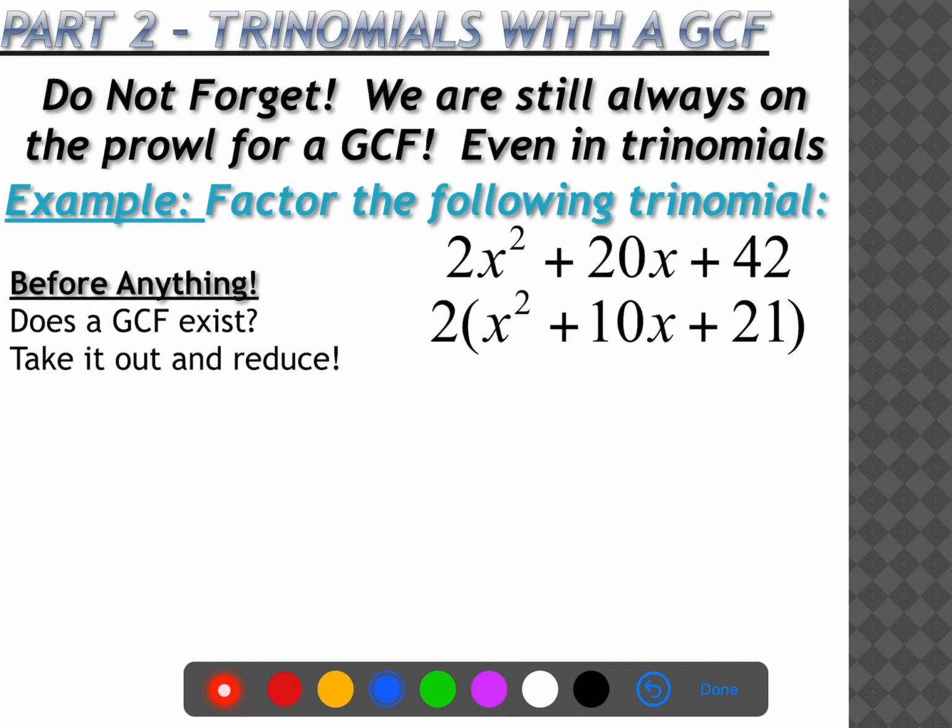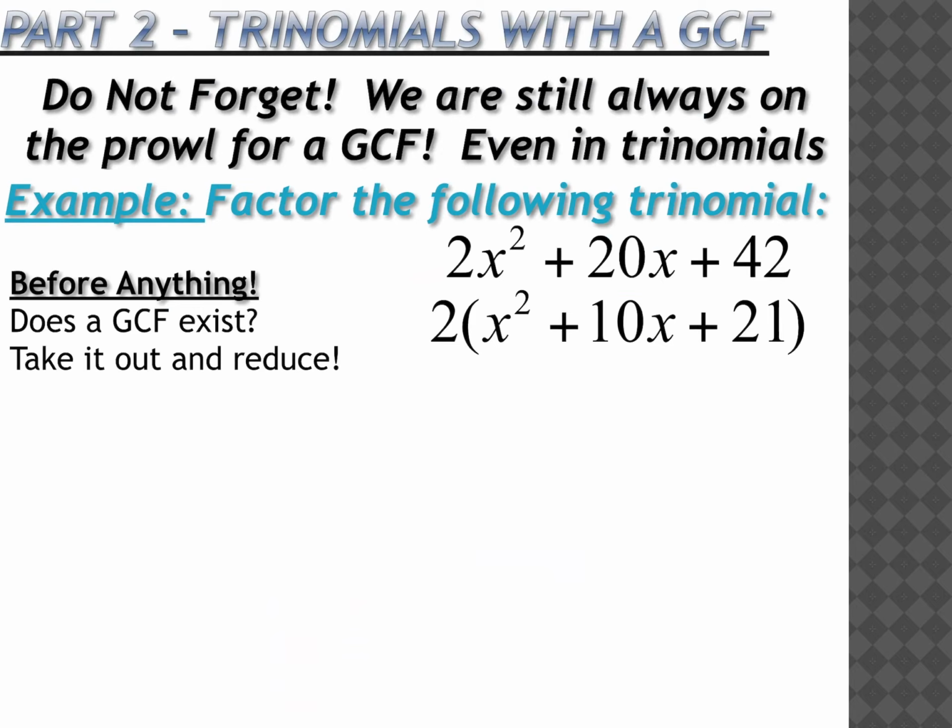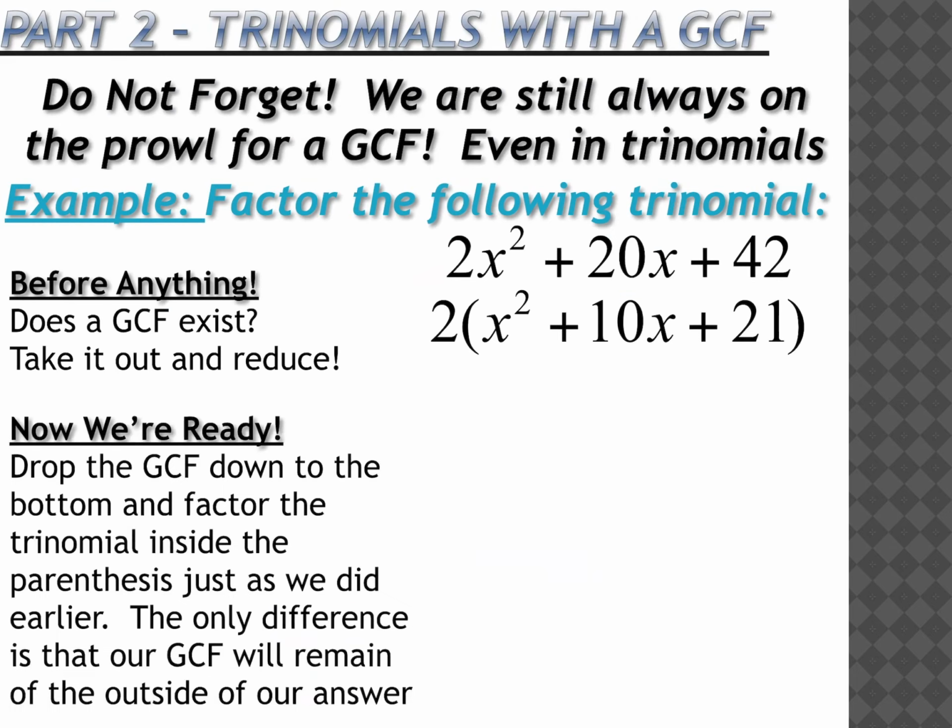So this happens to have a 2. Between 220 and 42, I can factor that out. Okay, so when that happens, you now want to take that GCF of 2 and you want to drop it all the way down to the bottom of your problem. Okay, so that you can now focus on just your trinomial, on your x squared plus 10x plus 21, because you're going to do magic now.